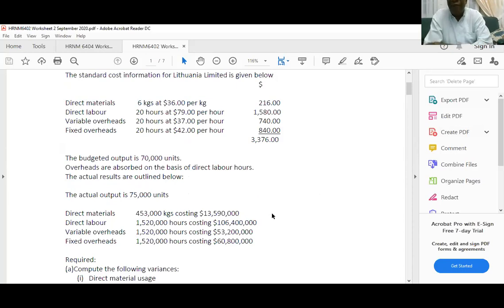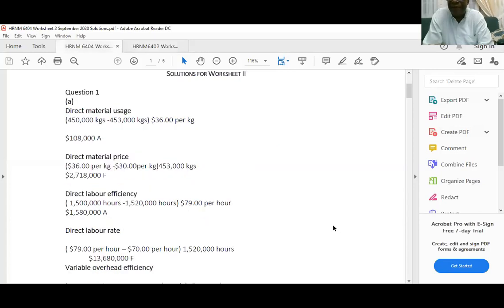So again, before we get to the answer, is that favorable or adverse? Favorable. It's going to be favorable because we're paying less than we had planned to pay. So $36 per kilogram minus $30 per kilogram in brackets, and we multiply by the actual quantity purchased, which is 453,000 kilograms. And that should give us $2,718,000, and that's favorable.